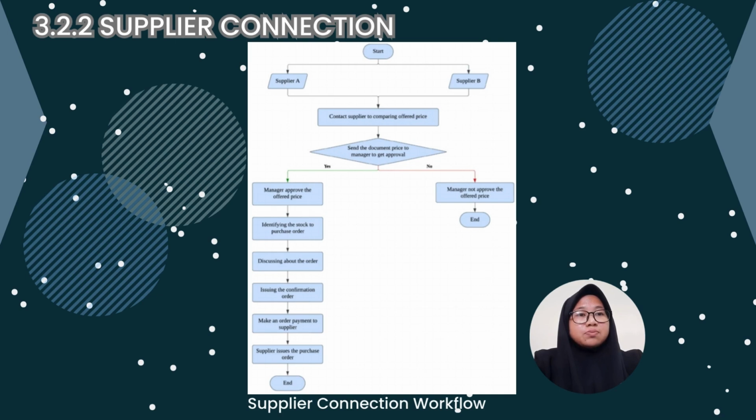And then for example, the manager chooses supplier A because supplier A offered a lower price than supplier B, so it will be yes, and then the manager will approve the offered price, and then the manager will identify the stock to purchase order, and then discuss the order and issue the confirmation order. After that, the manager will make an order payment to the supplier, and then the supplier issues the purchase order, and the process will end. But for example, if supplier B is not approved, so it will be no, and then the manager does not approve the offered price, and the process will end.